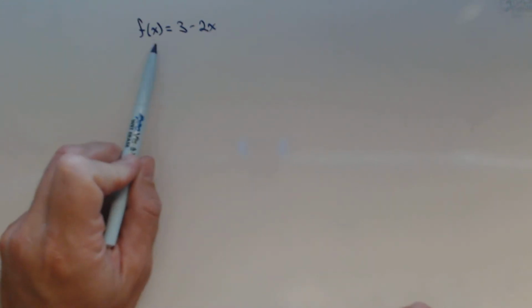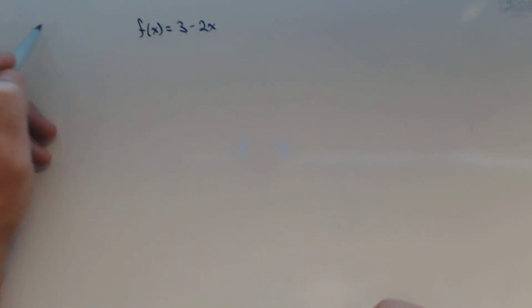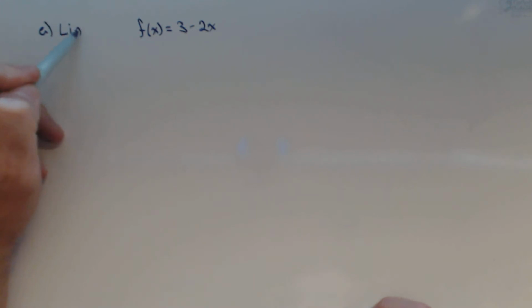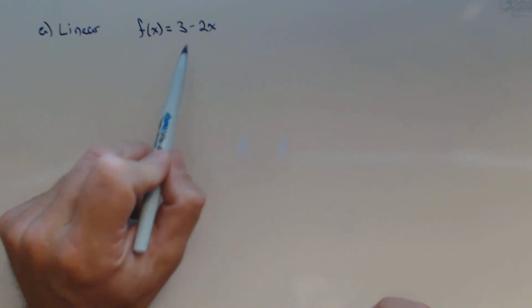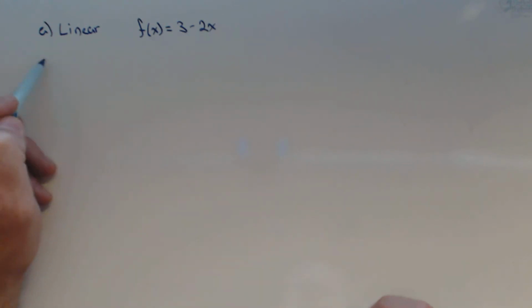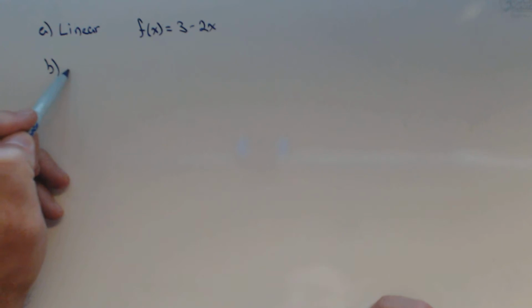Activity 1.7, we're going to investigate the function f of x equals 3 minus 2x. And first off, part A asks, what familiar function is this? Well, it's a linear function. Now, why is that important? Well, it's got the same slope at every point x, which is -2. And we're going to see how that plays out as we calculate some average rates of change.